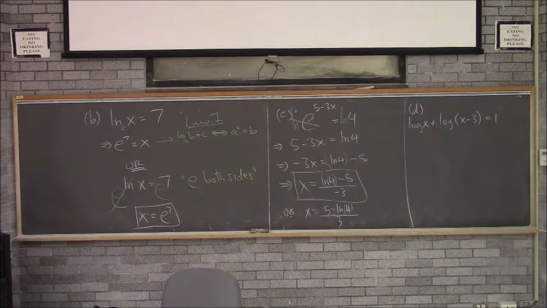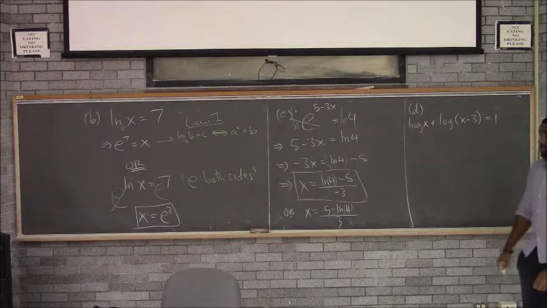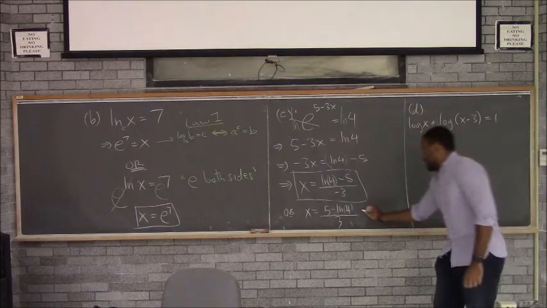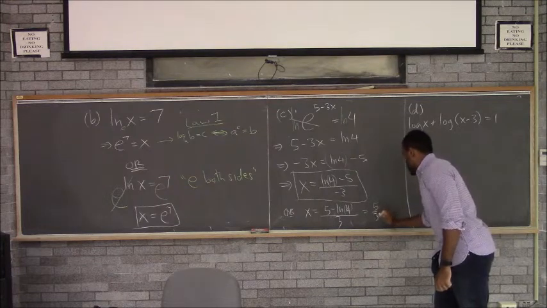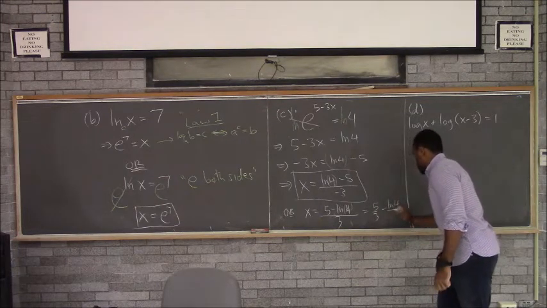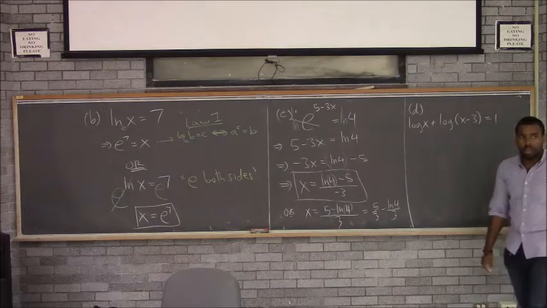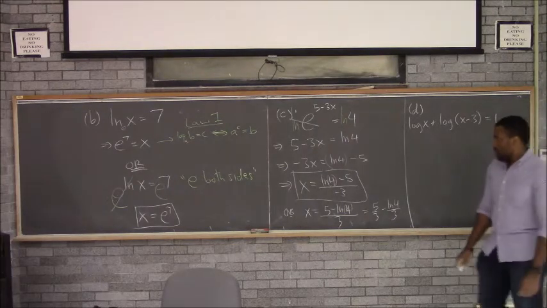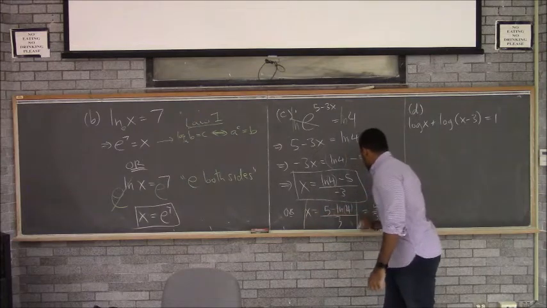Question. Yes? Like if you wanted to break it up into fractions. You can, so you could write this as 5 over 3 minus ln of 4 over 3. That's also fine. I don't see much benefit at this point, but it wouldn't be wrong to do that. So any of these answers would be fine.